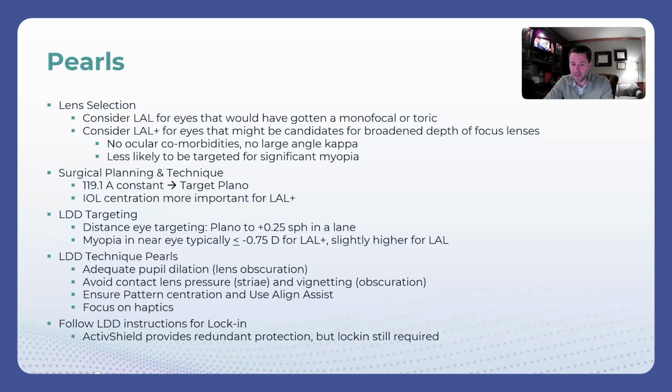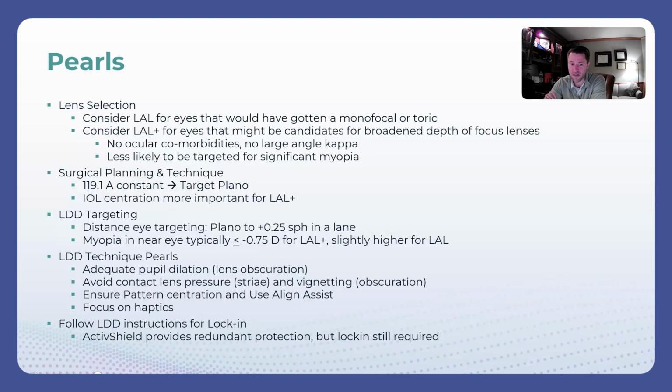Surgical planning, our A constant is 119.1, and we're targeting plano. You don't have to use the old A constant 118.4 where you kind of had to expect to end up a little bit more hyper. With the new A constant, you target plano and you get it pretty accurately. The IOL centration is definitely more important for the LAL plus because of that asphericity. We do need to make sure that that lens is perfectly centered.